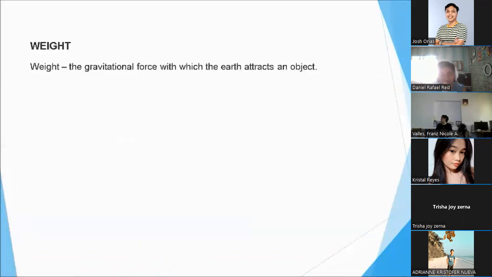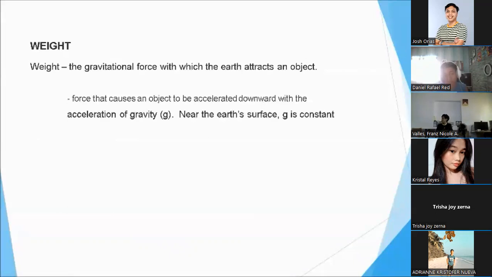Okay, what kind of force? It is a gravitational force. Okay, so the gravitational force with which the earth attracts an object. Okay, so yun yung force that causes an object to be accelerated downward with the acceleration of gravity.